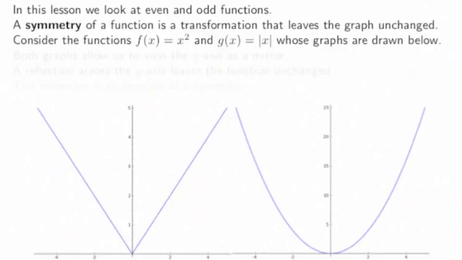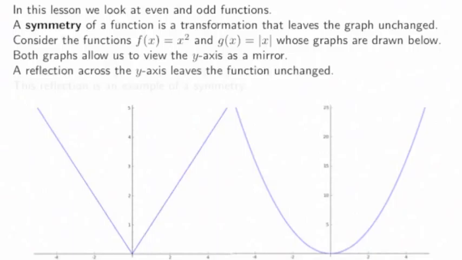On the right, it's a graph of y equals x squared, and on the left is a graph of the absolute value function. Both graphs allow us to view the y-axis as a mirror. A reflection across the y-axis leaves the graph unchanged. This reflection is an example of a symmetry.